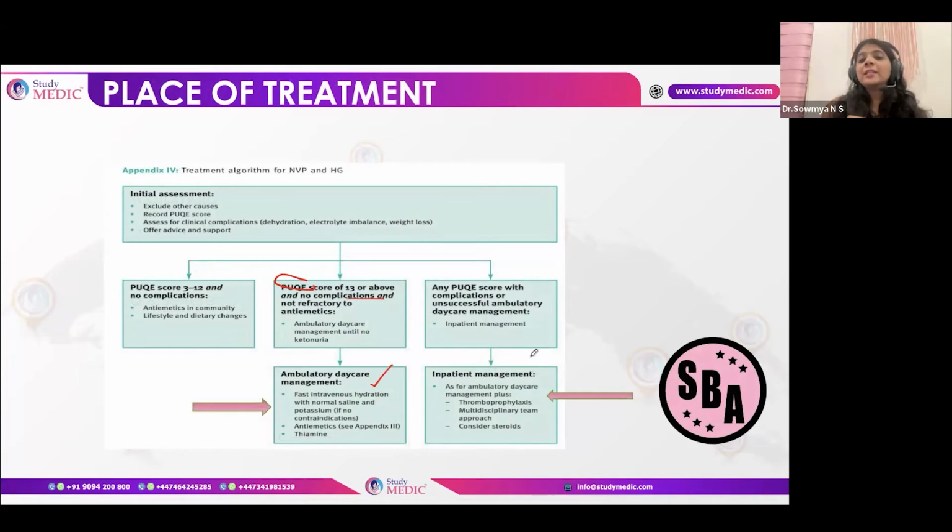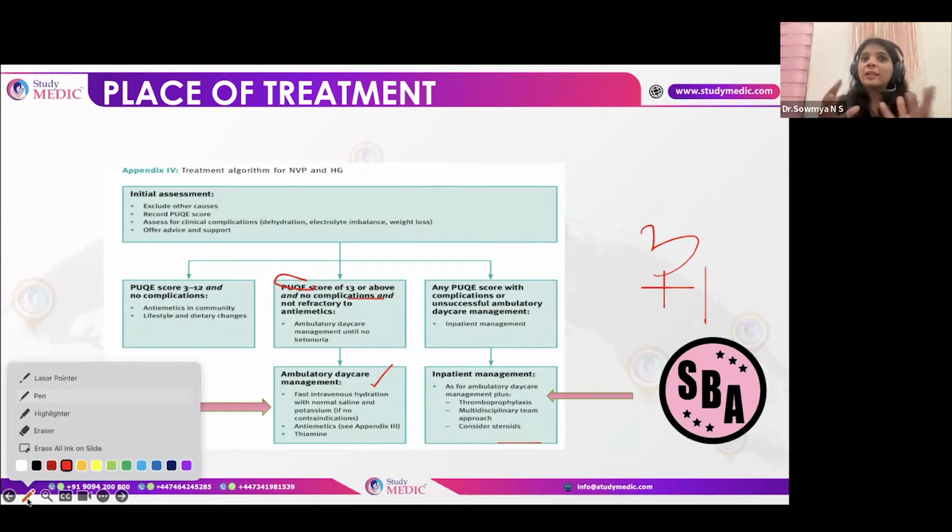But if somebody is already, irrespective of the score, dehydrated and nothing is working, you go for inpatient management where VTE prophylaxis should be given. Remember, hyperemesis has a score of 3. With dehydration, it becomes 4. So you have to start during the hospital admission. And steroids are the last of the antiemetics which you would be giving.